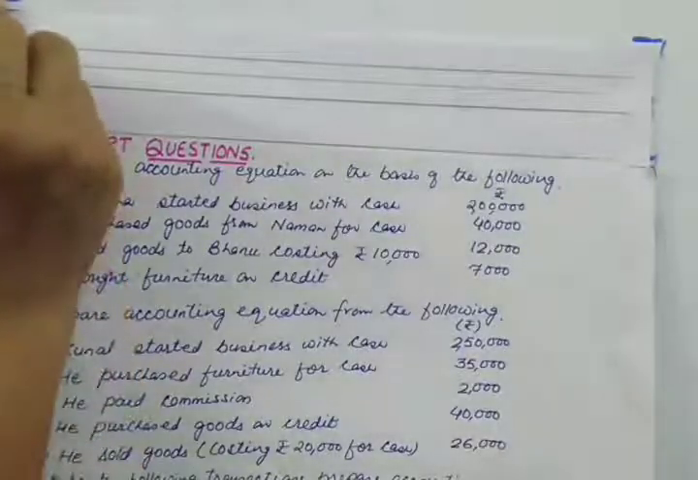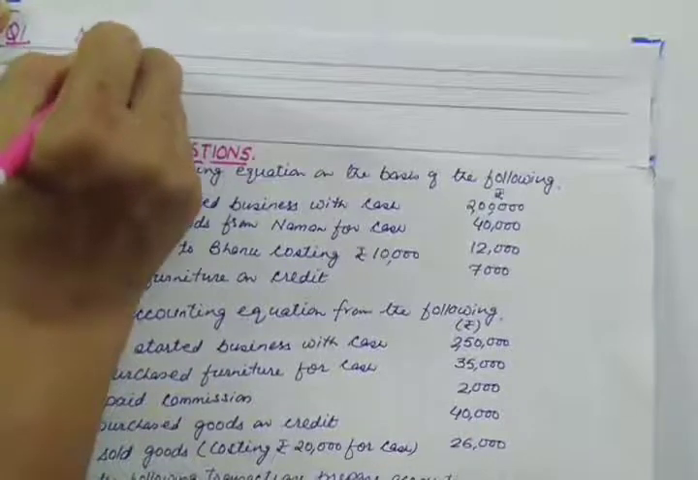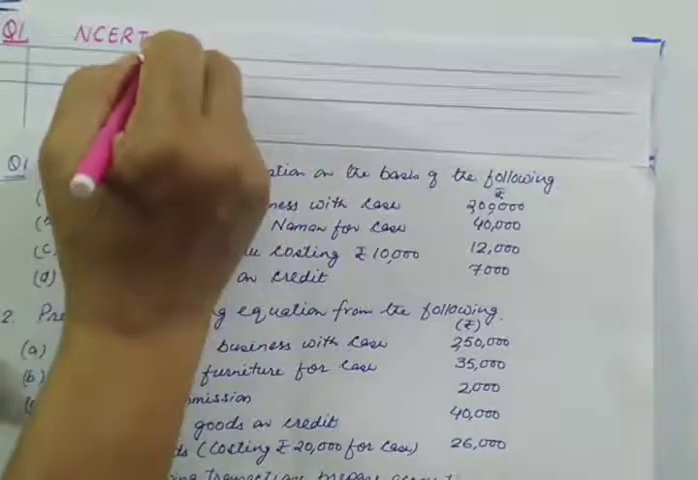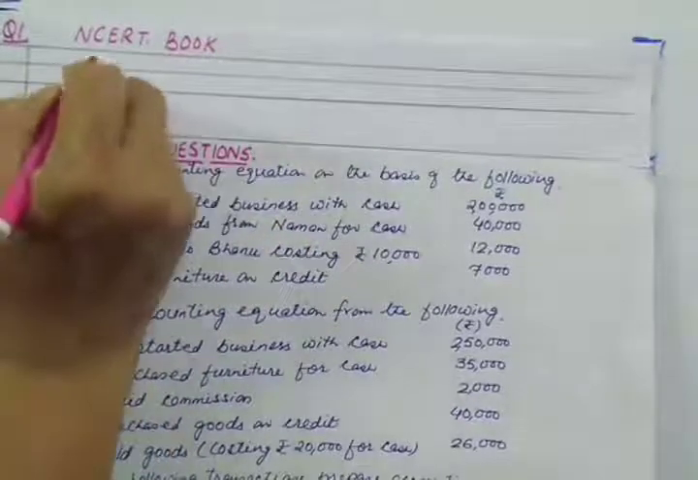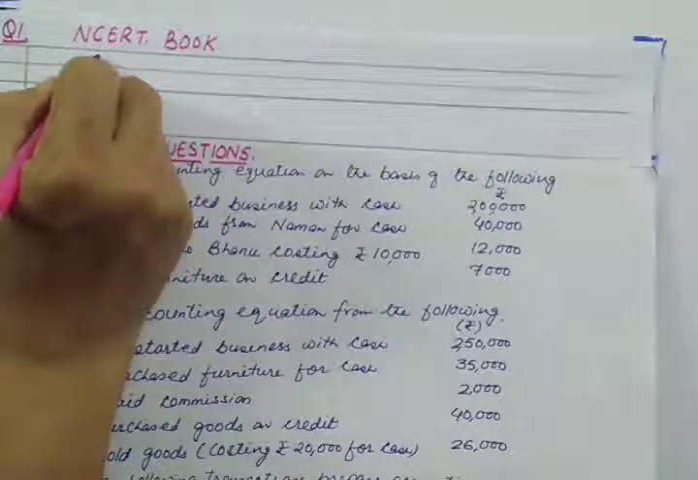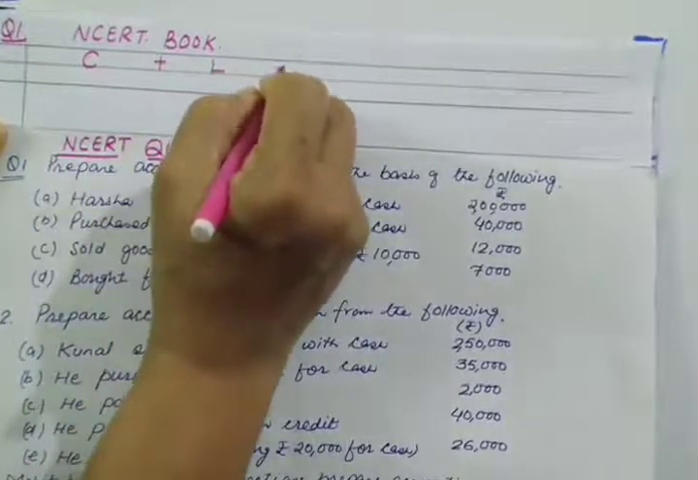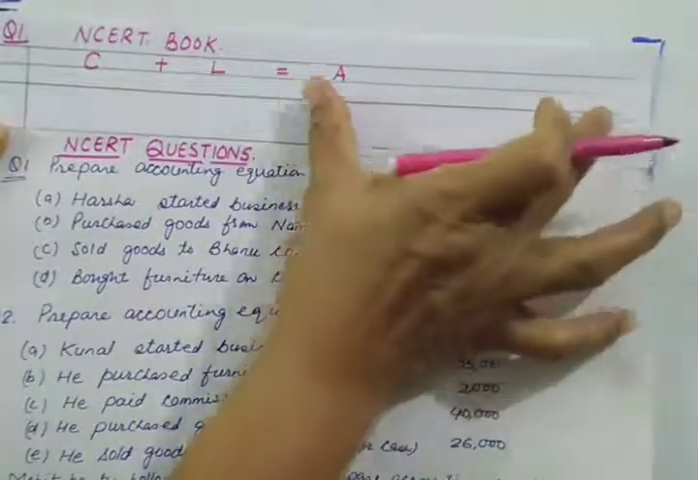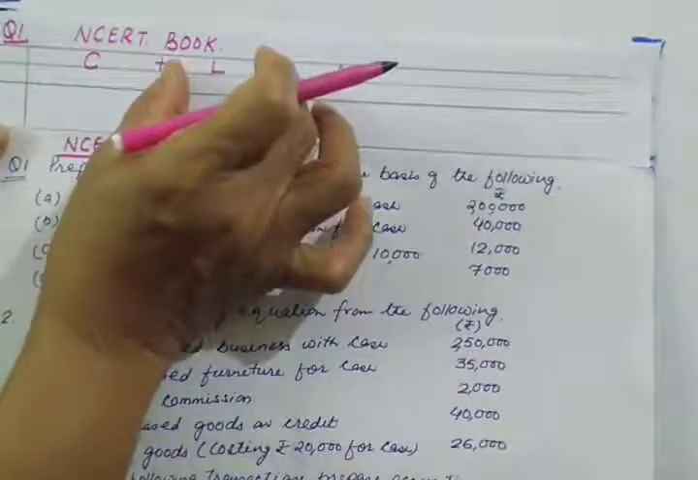So this is question number 1, NCERT's book. Part 1. So here we'll be writing accounting equation. You know your accounting equation, it is C, capital C plus L is equal to A. So we are leaving more space for A, this much space for A, and less space for C as well as less space for L.